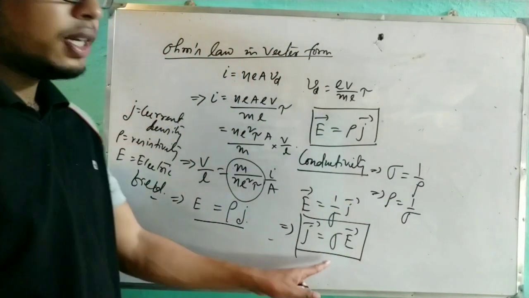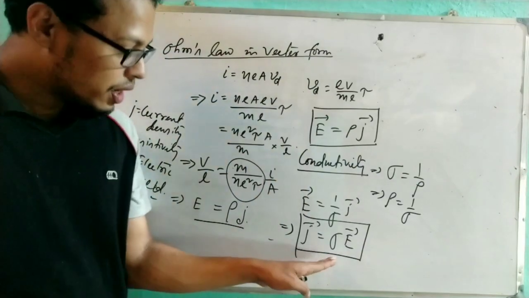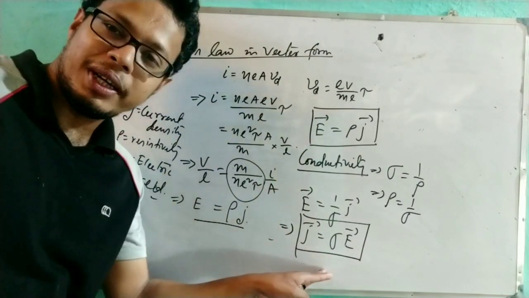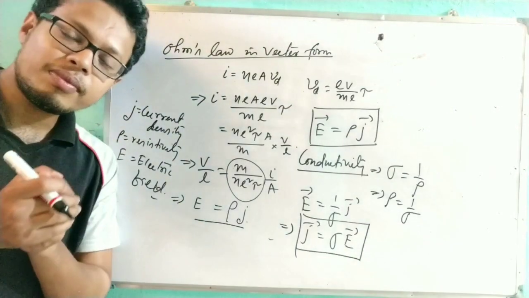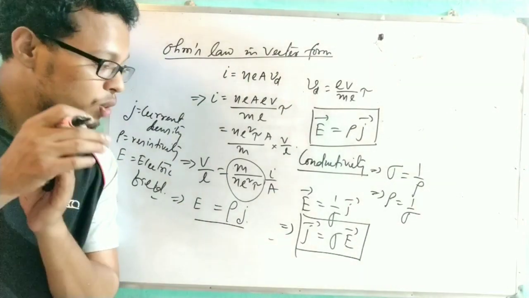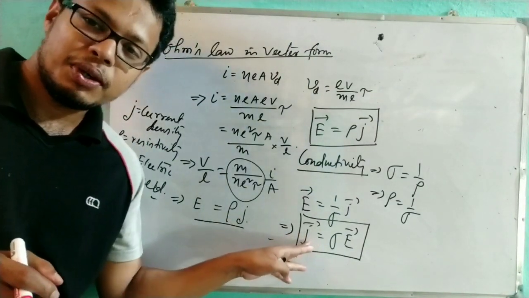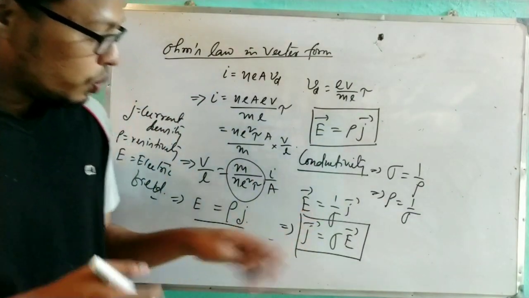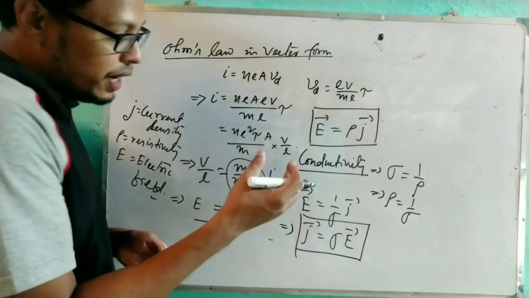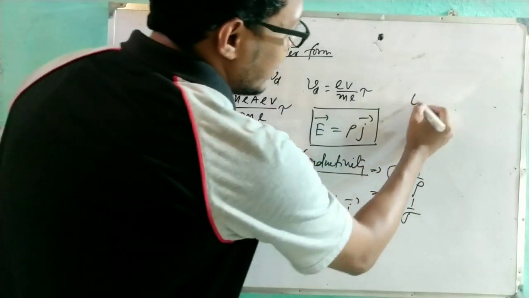in vector form. Okay. See one thing, we can derive the scalar form from here also. How? See, in case of current, we will take the current density because it is the vector equivalent. I told it. So in case of current, the vector equivalent is the current density. So in place of J, we can write I.